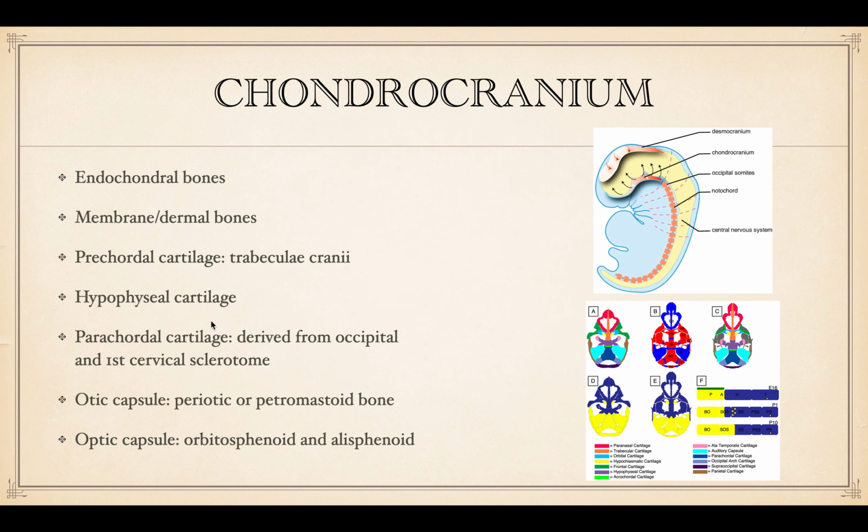The hypophyseal cartilage is the precursor to the sphenoid bone. The parachordal cartilage is derived from the occipital and the first cervical sclerotome, and that will eventually make the base of the occipital bone. The otic capsule is the precursor to the periotic or the petromastoid bone, and eventually those will form the inner ear. And then the optic capsule will eventually form the orbital sphenoid and the alisphenoid, which will eventually become the orbital cavity. And this is a nice diagram of what cartilage will make what.